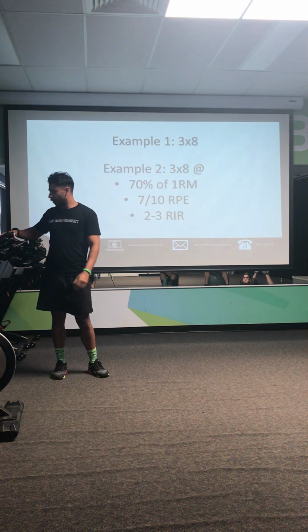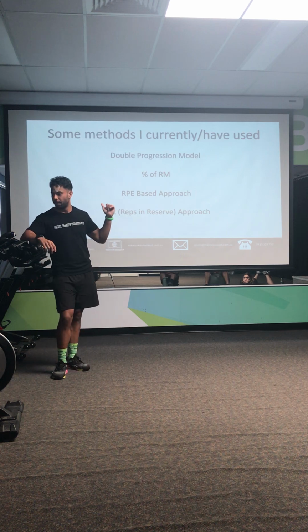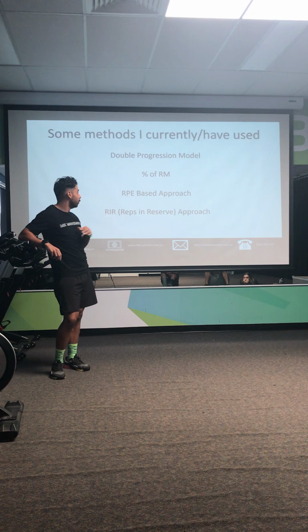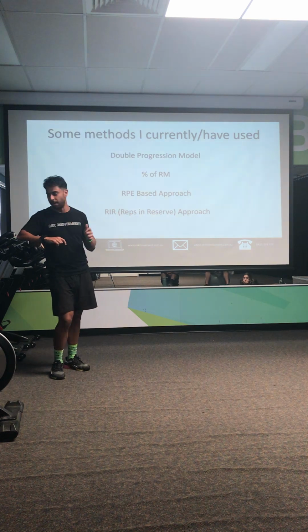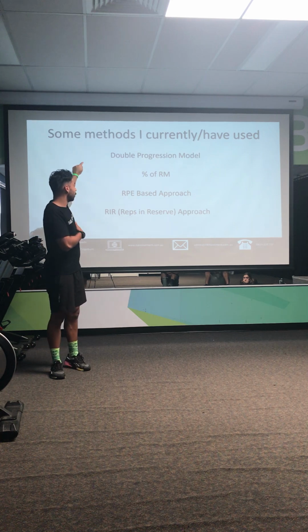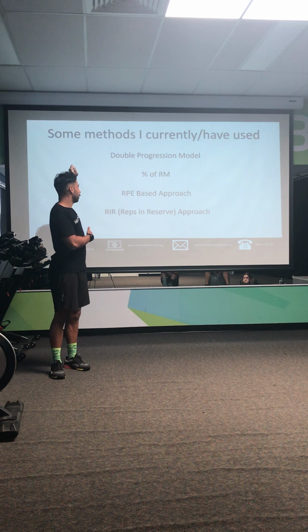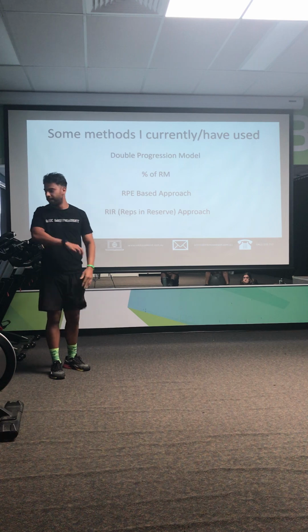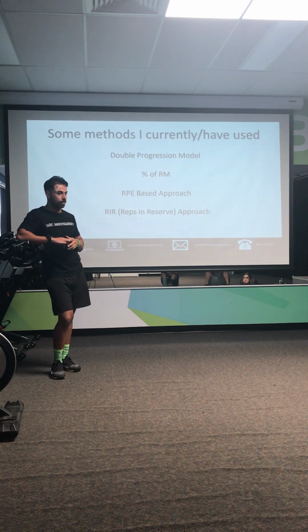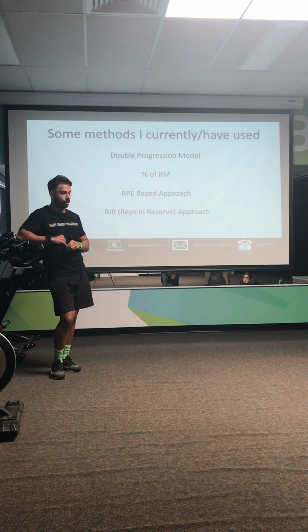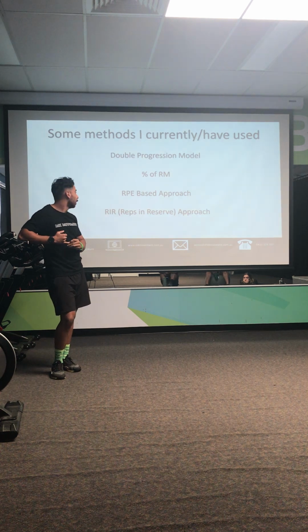Cool. All right. So some methods that I currently use and have used with clients. The double progression model I've used for a while, and I think it's very, very good, particularly early doors with clients. So that's probably the model that I use with new people or new clients. Percentage of 1RM or percentage of RM I haven't touched for a couple of years, since I have taken on more of a BPS approach to things, and I'll explain that a little bit later on.